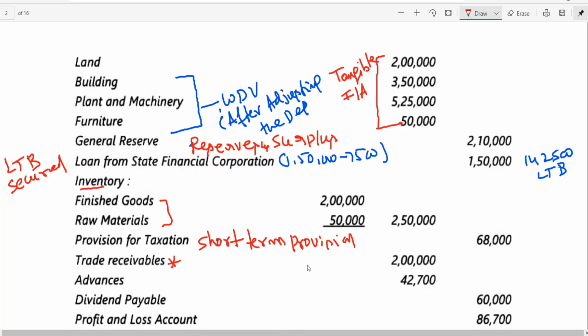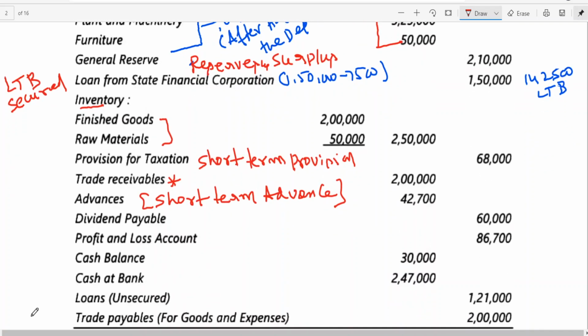Advances. Advances debit balance. Asset, no, we are assuming as short term advance. So we are getting it called as short term loans and advances. Dividend payable, we assume as other current liabilities. Major heading is current liability. Under that subheading is other current liabilities. Other current liabilities. P&L account, reserves and surplus.